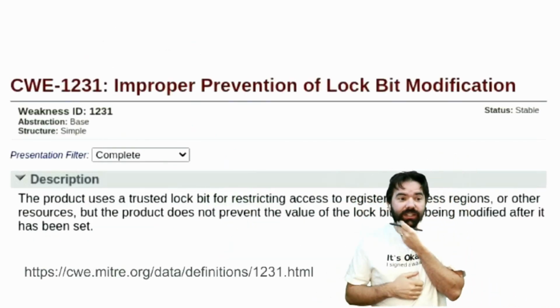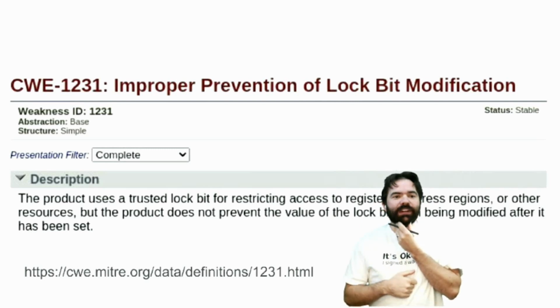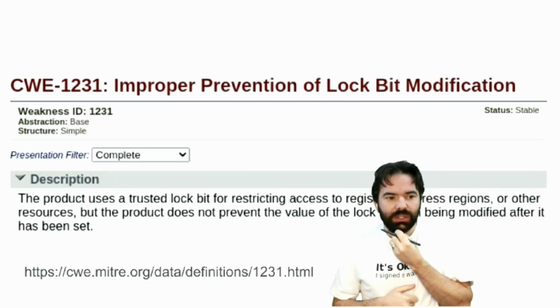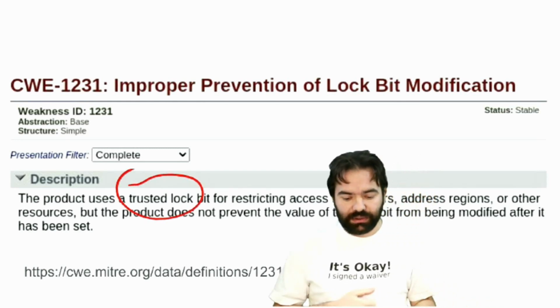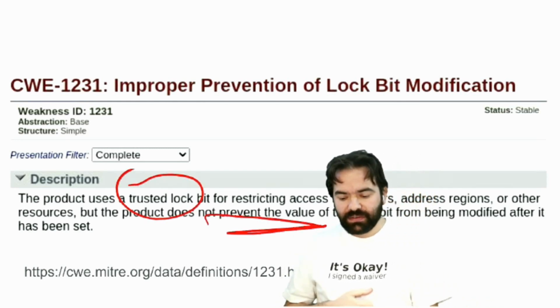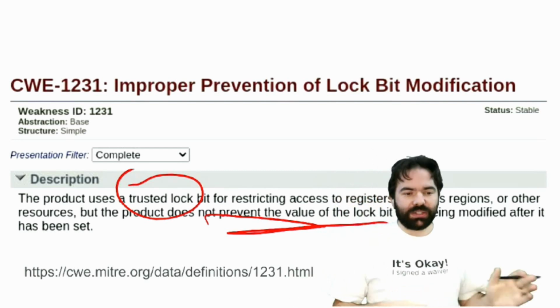However, there's a CWE for that, right? Improper prevention of lock bit modification. So if the product uses a trusted lock bit for restricting address or other things, but does not prevent the value from the lock bit from being modified after it's set. That's what we talked about before.